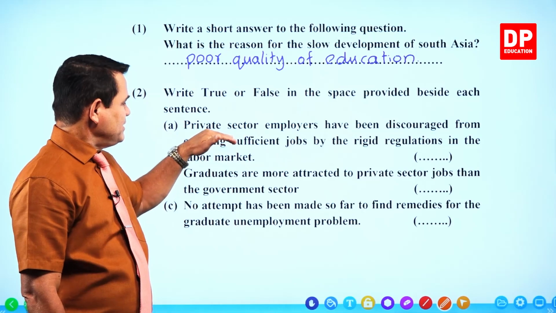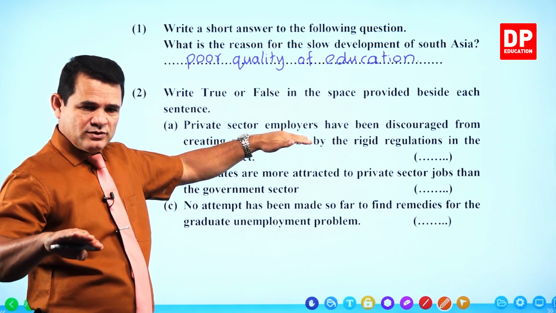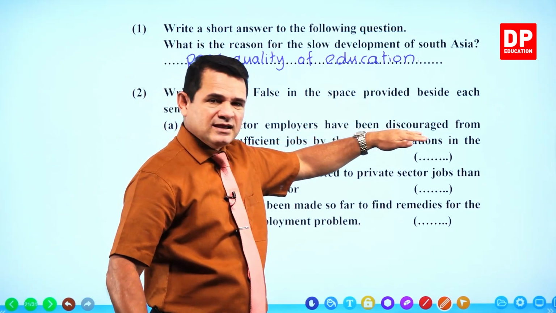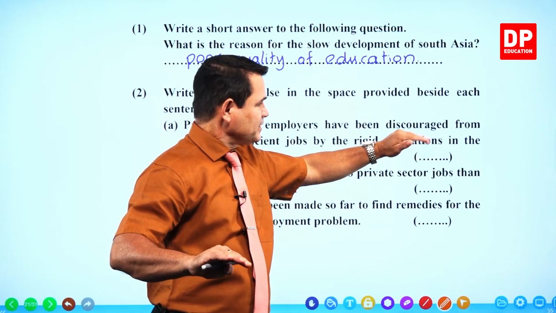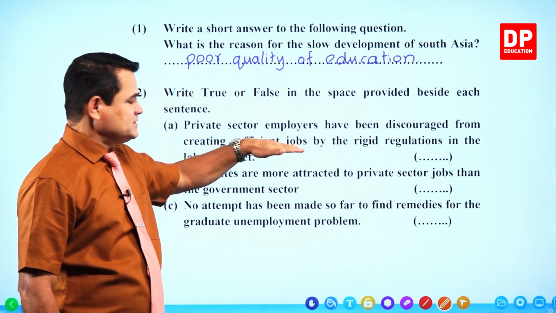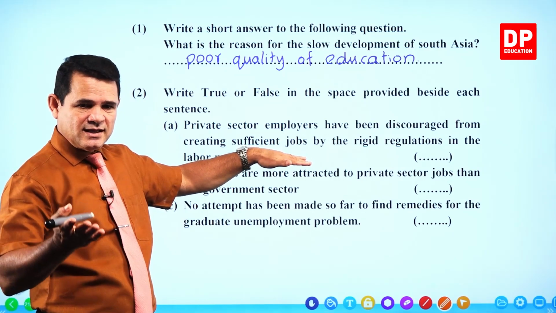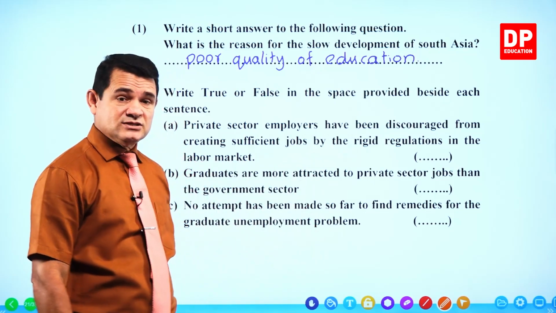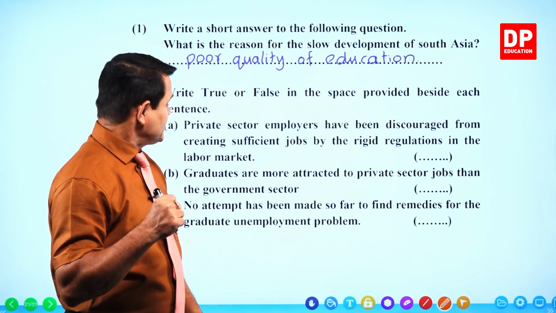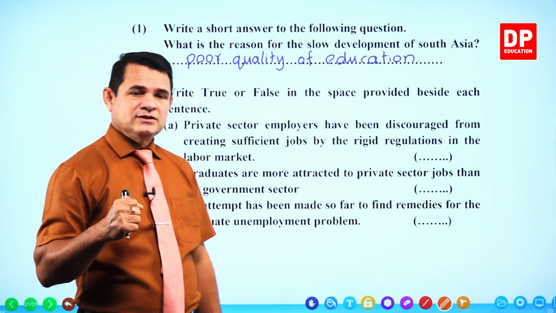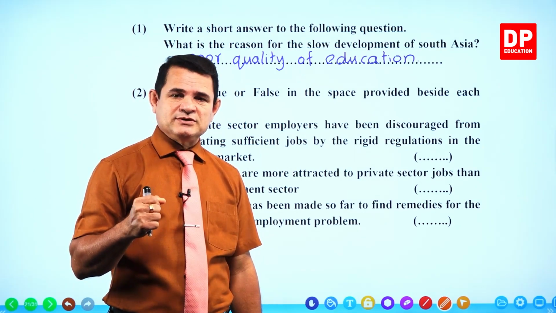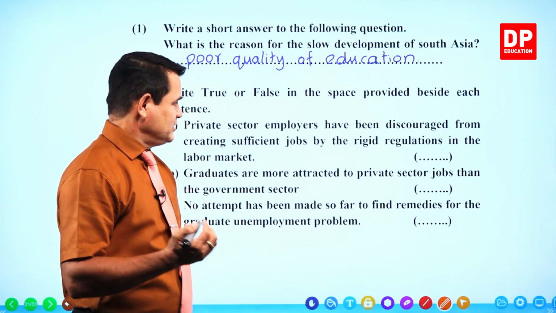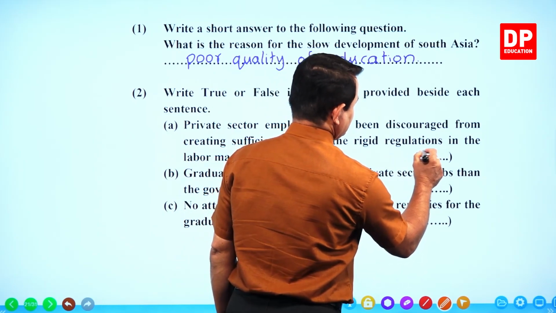What is it? Private sector employers ලා, පෞද්ගලික පැත්තේ employers ලා have been discouraged අධෛර්යමත් කරලා තියෙනවා from creating sufficient jobs, ප්‍රමාණවත් රැකියා බිහි කිරීම, by the rigid regulation දැඩි නීති නිසා in the labor market. True or false? That is of course true, because now it is coming with the government policy. So then true, you can say true.